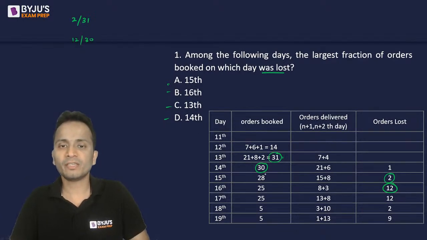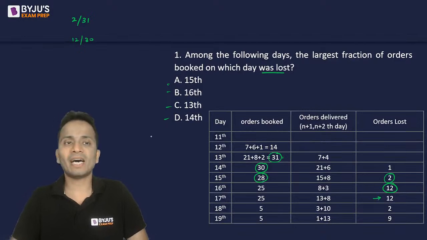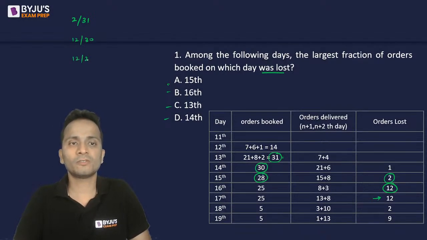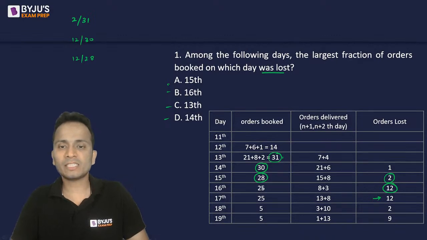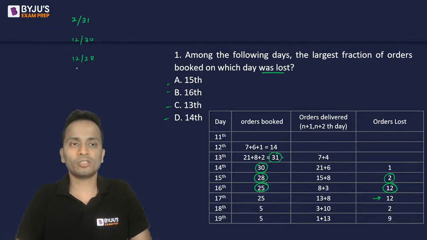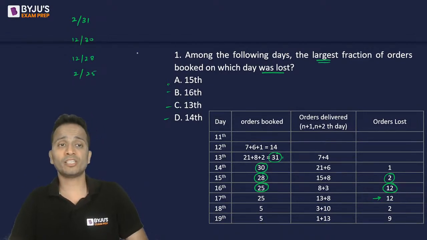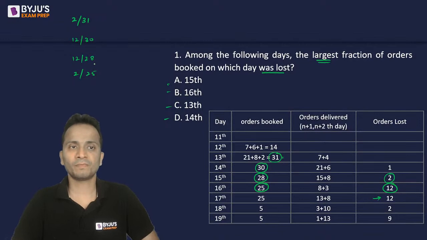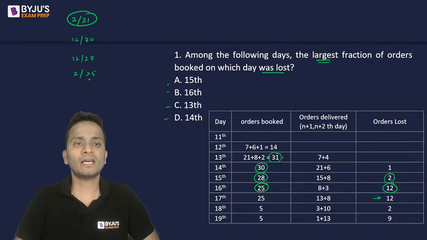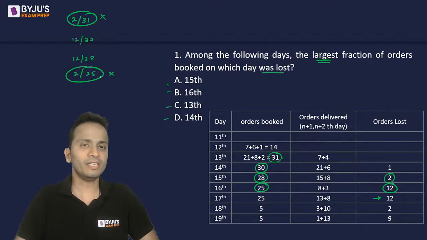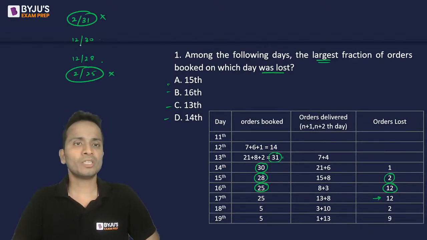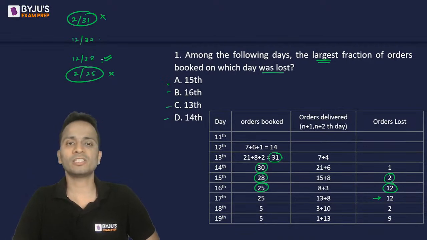Then on the 15th, out of 28, 12 are lost. And for the 16th, out of 25, 2 are lost. 2 out of 25. Now we have to find out the largest fraction. Obviously, the first and last are not largest; look at their numerators. Now out of the remaining two, 12 upon 30 and 12 upon 28, the lower the denominator, the larger the fraction. So the third fraction is largest.